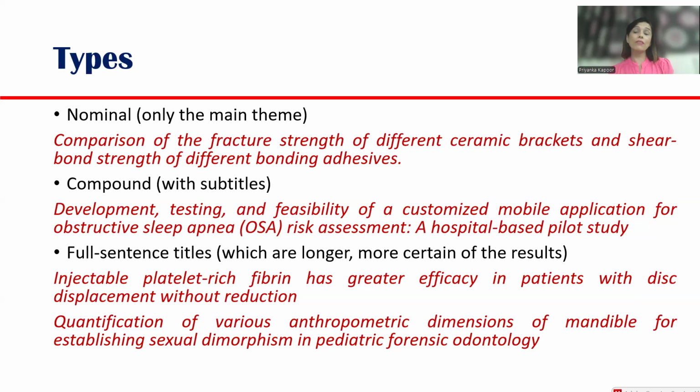Compound, as I said, if it's a study setting, study design, or a population, then you are using it with a colon or a semicolon. And full sentences are longer and have all the components, like "injectable platelet-rich fibrin has greater efficacy" without this. So it has all the things like PICO, the complete thing. Nominal will have just the main theme.